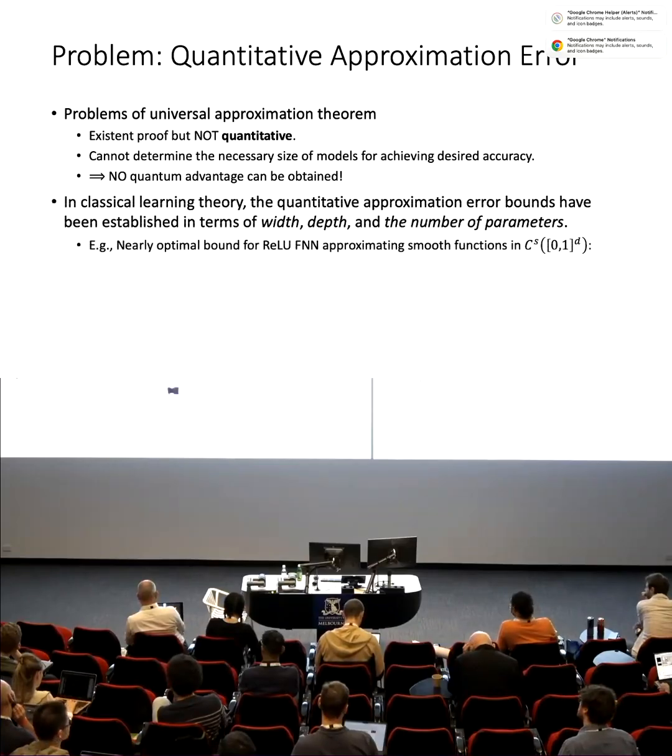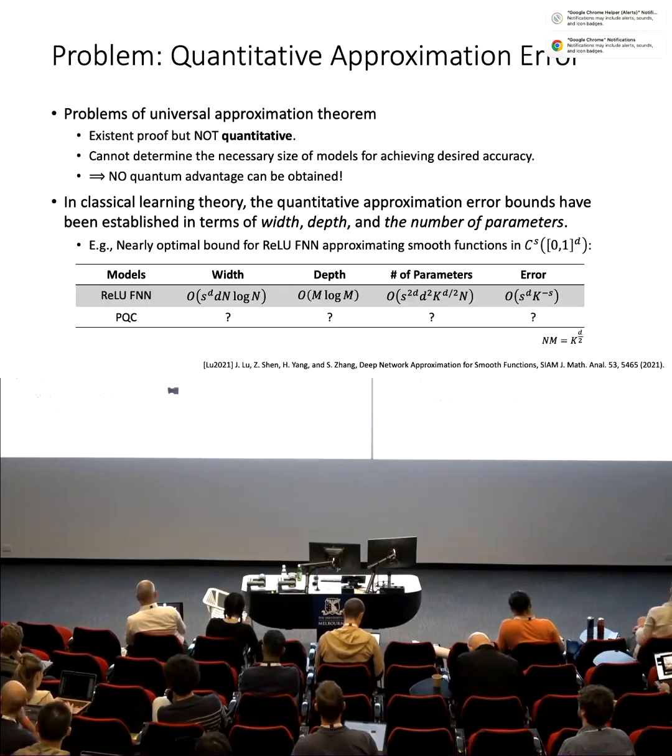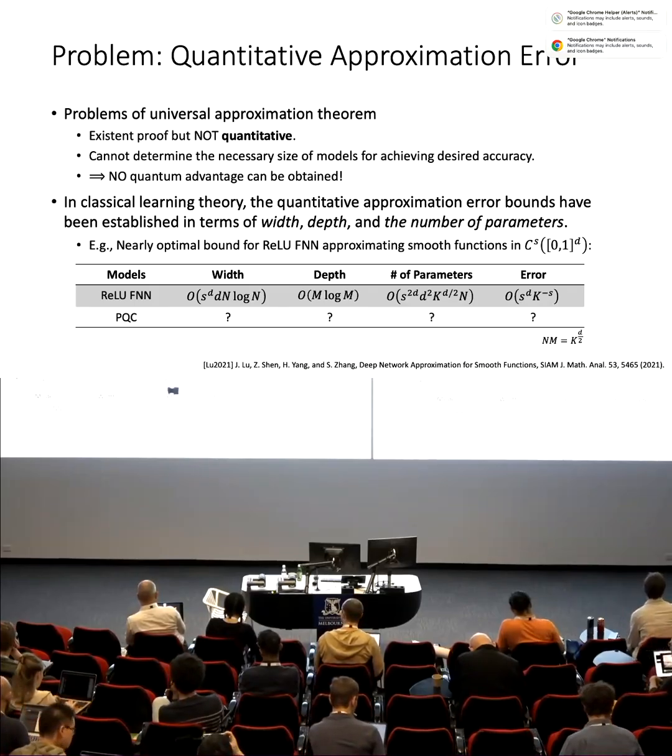And recently, in classical learning theory, a quantitative approximation error bound has been established in terms of the width, steps, and the number of parameters. For example, we know that there are nearly optimal bounds for the ReLU FNN for approximating smooth functions, as the table shows. So this kind of approximation error bound tells us that if we want to achieve some desired approximation error, then we know the required width, steps, and number of parameters of the model.